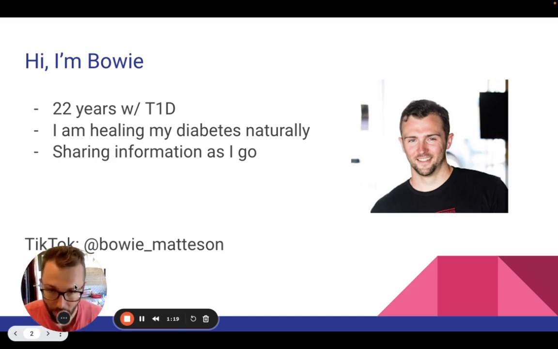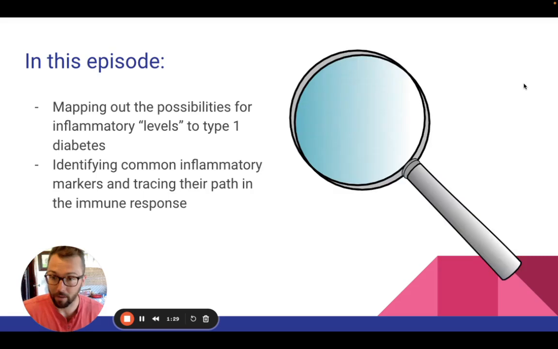So without further ado, let's go ahead and dive into the inflammation aspect of diabetes. And we're talking specific players here and what it means for our bodily systems. So we're going to talk about the levels of inflammation to diabetes. Type 1 diabetes is typically classified as an autoimmune disease. Do you know what that means?